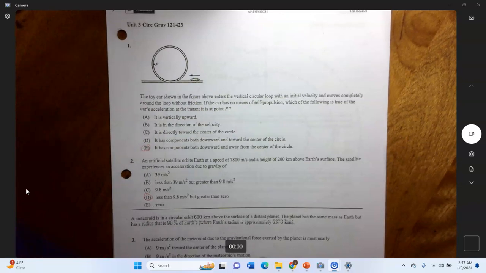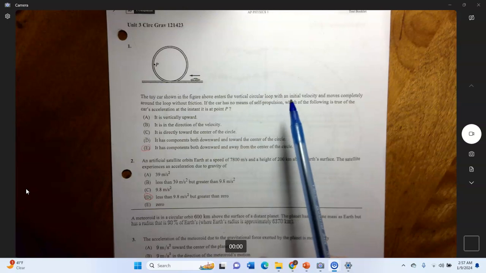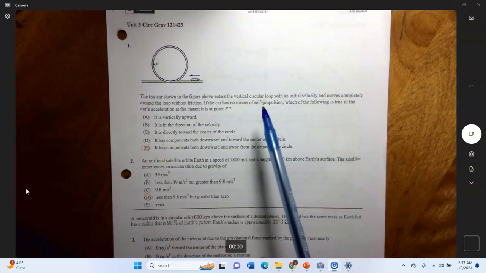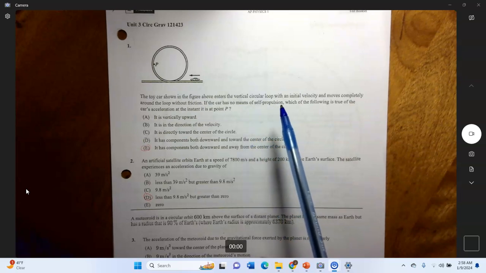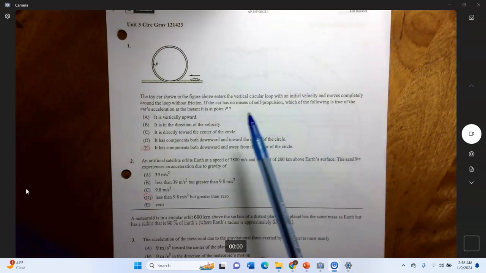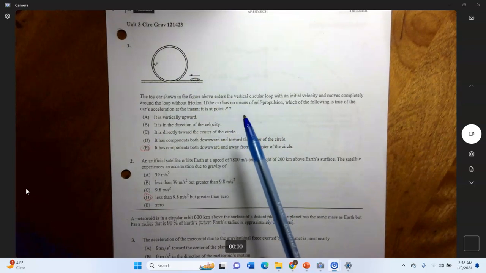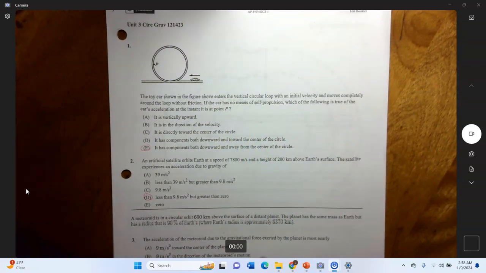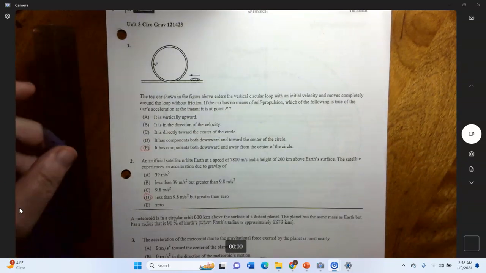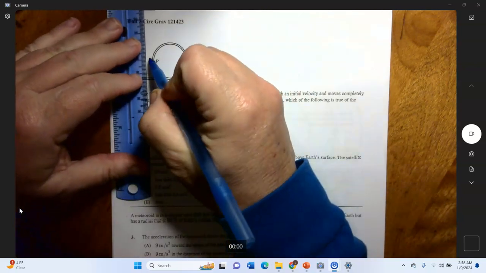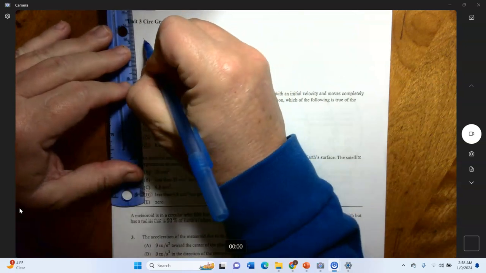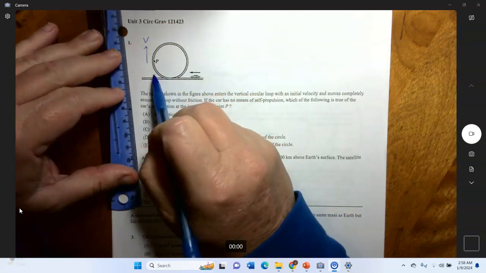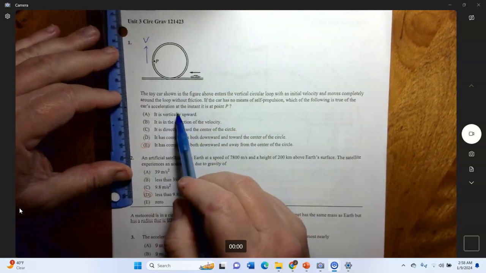Okay, so a toy car in the figure above enters a vertical circular loop with an initial velocity and moves completely around the loop without friction. If the car has no means of self-propulsion, which of the following is true of the car's acceleration at point P? Okay, so its velocity at this point right here is going to be up here. That would be its tangential velocity in a straight line. It would be upward, so it is vertically upward.